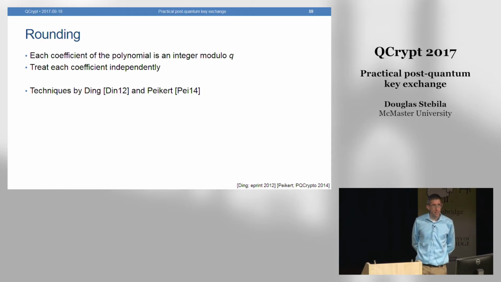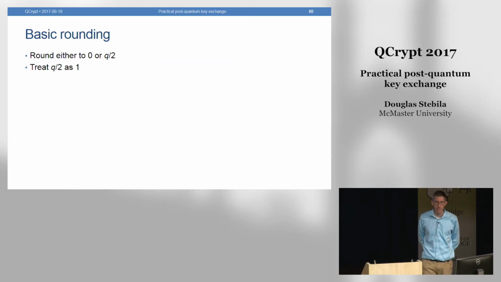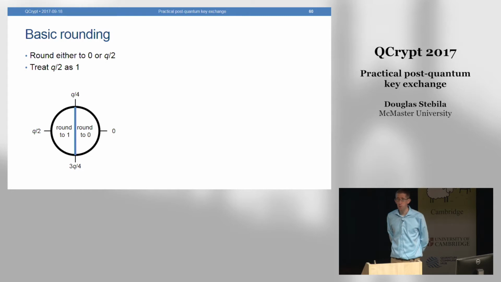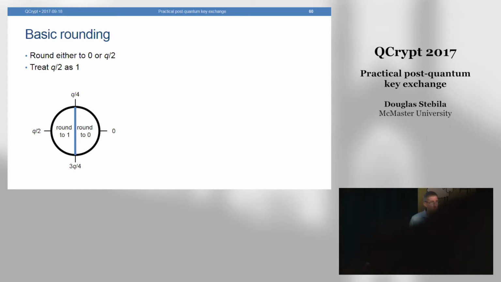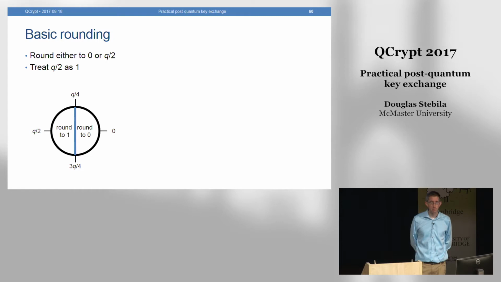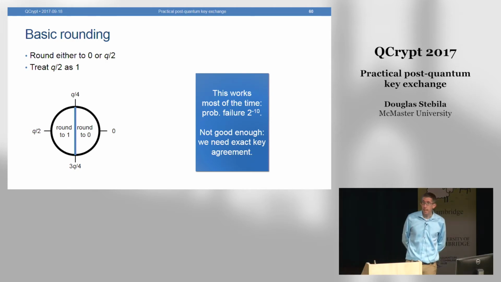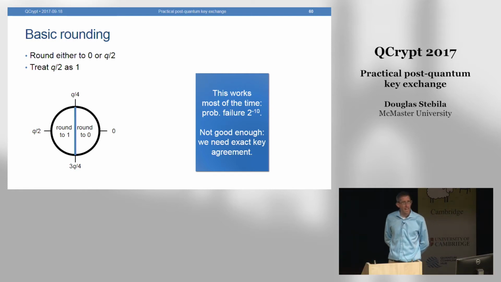So the technique I showed you before, this basic rounding technique, said that we're going to round our values to either 0 or Q/2. So if we have something that's closer to Q/2, we treat that as a 1. And if we have something that's closer to a 0, we treat that as a 0. Now, this worked for public key encryption, but it turns out it's not really going to work for key exchange. We'll get a non-negligible probability of failure of one party rounding the wrong way, and it's sufficiently large that it won't allow us to come up with the same key on both sides.